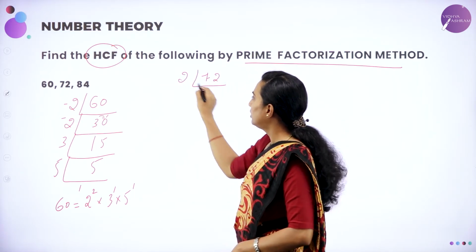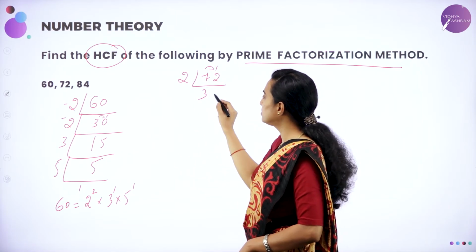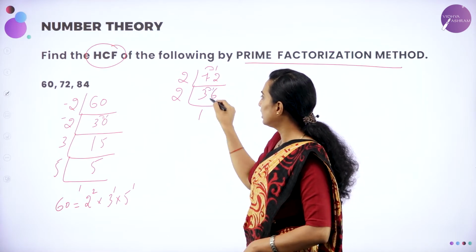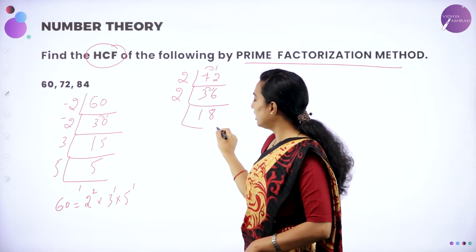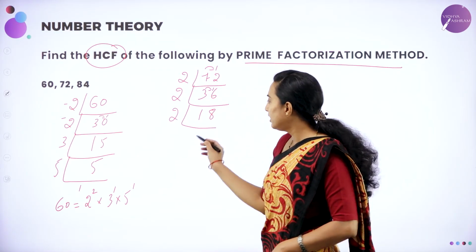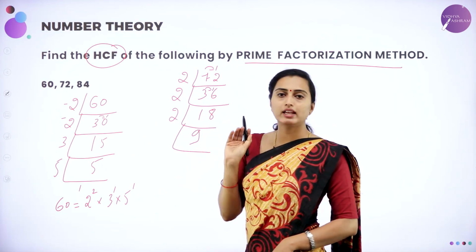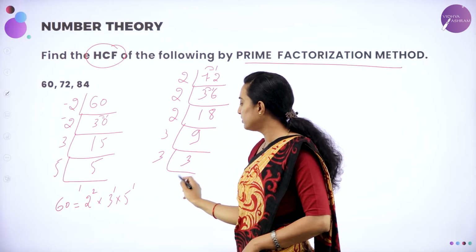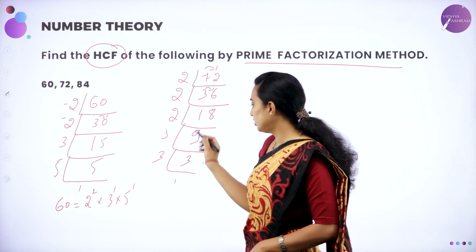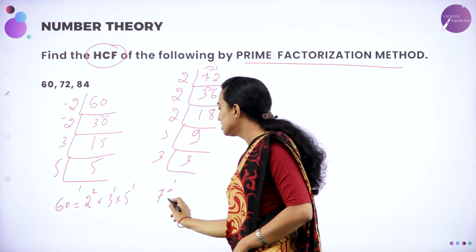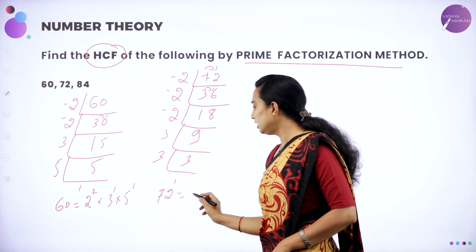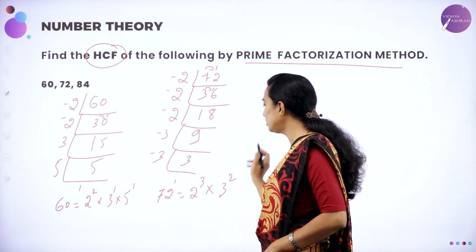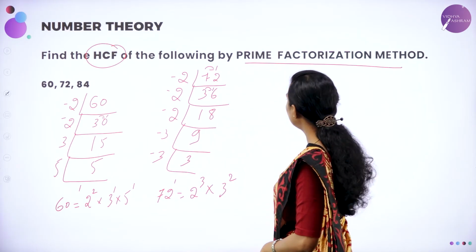Next you are going to have 72. 72 again an even number. 2 3s are 6, 1 is getting carry over, 2 6s are 12. Again 36 is an even number, 2 1s are 2, 1 is getting carry over, 2 8s are 16. Again you are going to have 2 9s are 18. Again 9 is an odd number which is divisible by 3, 3 3s are 9. Again 3 is a prime number which can be divisible by only 1. So therefore the canonical representation is 72 is equal to 2 is 3 times repeated, 2 power 3, into 3 is 2 times repeated, 3 power 2. Correct?